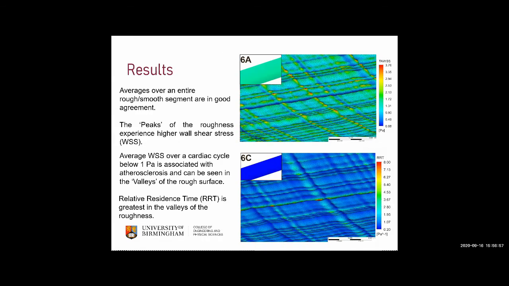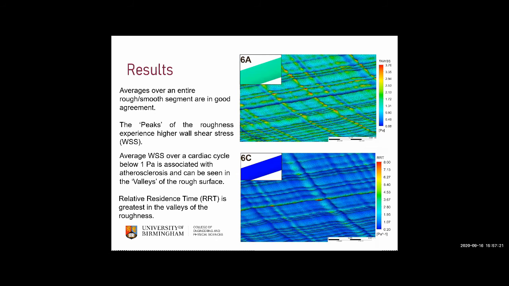So after all of that, we can get to our results for what our rough artery is actually doing. And hopefully there's some interesting differences between roughness and a smooth artery. Otherwise this wasn't worthwhile. So you can see in 6A, the figure in the top right, the difference between a rough artery and a smooth artery. The smooth is inlaid in the box in the top left.